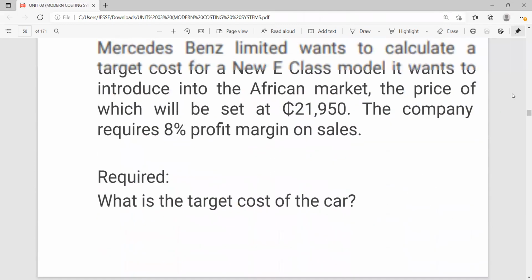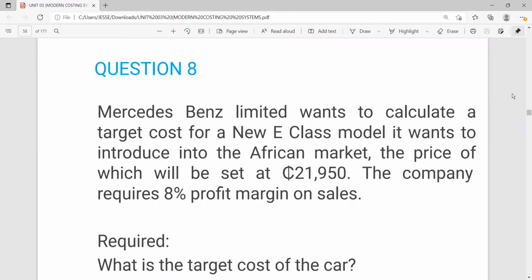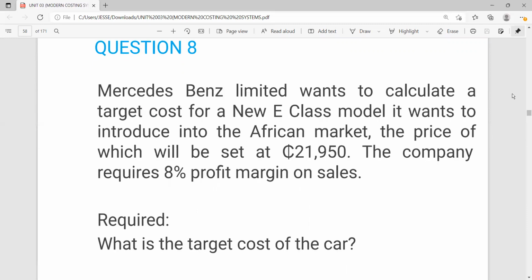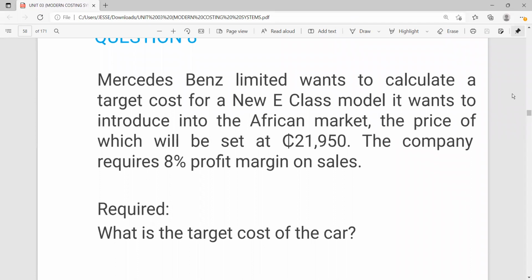So let's take a simple example. As I said, I'm just laying the theoretical foundation, so I won't do any hardcore examples. We will do that as we go along. So Mercedes-Benz Limited wants to calculate the target cost for a new E-Class model it wants to introduce into the African markets, the price of which would be set at 21,950 Ghana cedis. The company requires an 8% profit margin on sales. What is the target cost of the car?